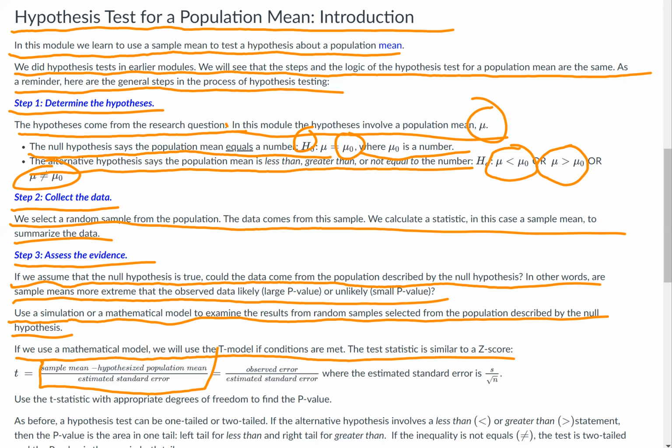And the numerator, you can also call that the observed error divided by the estimated standard error, where the estimated standard error is the standard deviation over the square root of the number of objects or numbers in the sample.